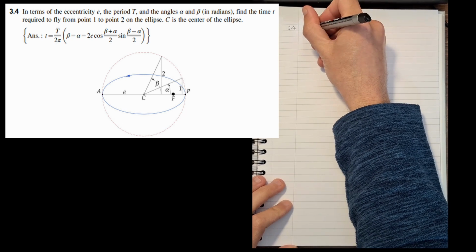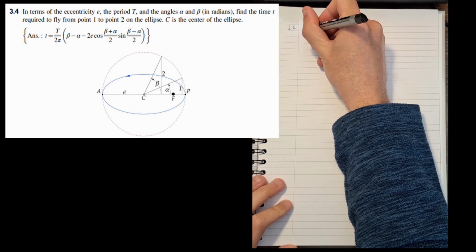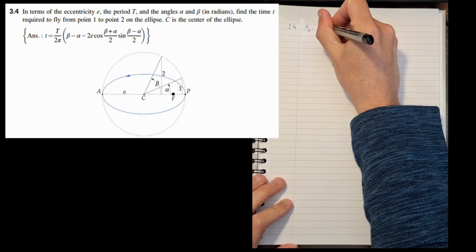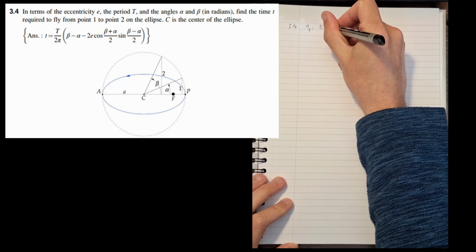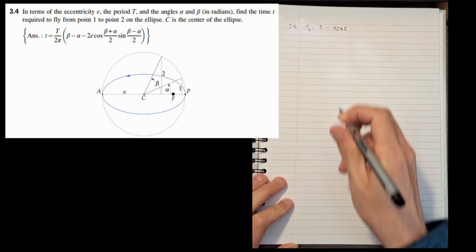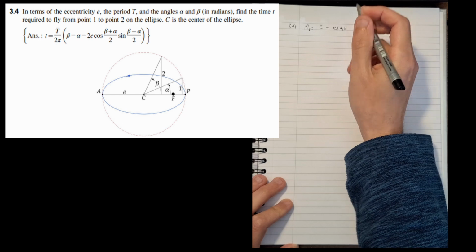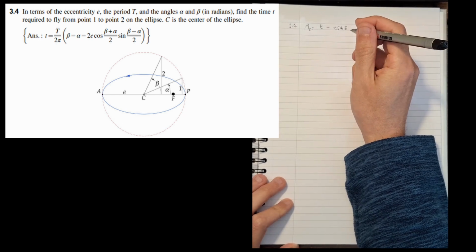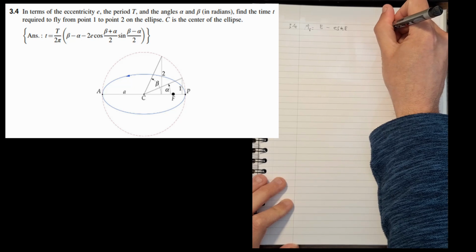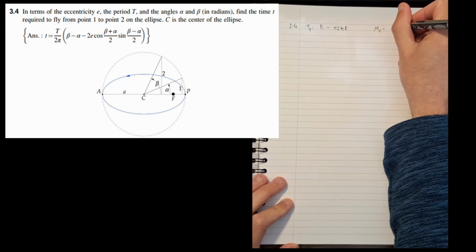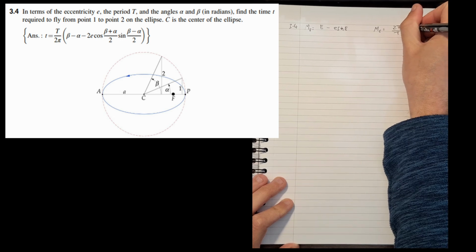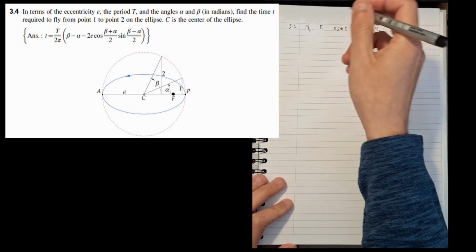We have the formula for the mean anomaly, M_e equals the eccentric anomaly minus E sine of the eccentric anomaly. And we can use that twice, once for point 1 and once for point 2. And M_e equals 2 pi over T t, so we'll put that in as well.